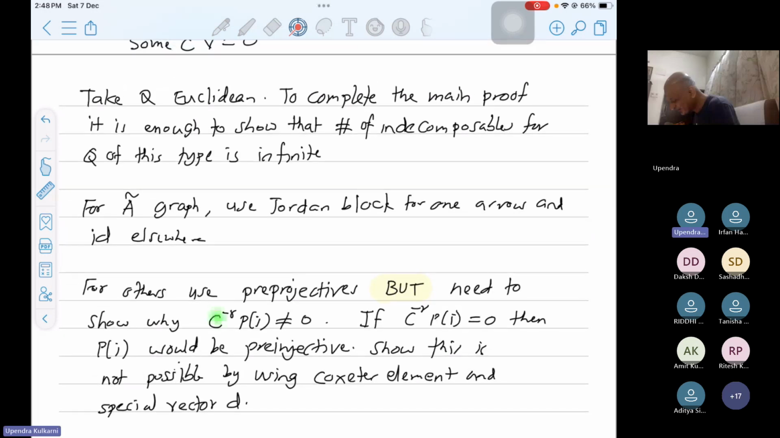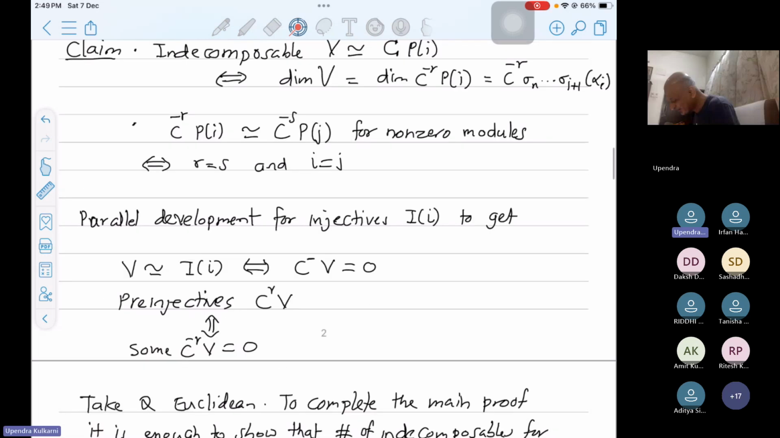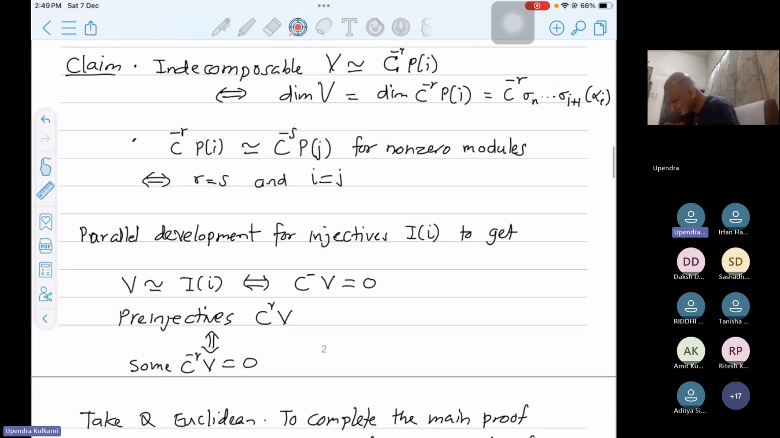Well, the thing is that if this is 0, then notice what is happening. Just look at this pi. Some negative power of the Coxeter functor applied to this is dying. But that precisely tells me that some negative power of the Coxeter functor dies on an indecomposable representation. That means that it is pre-injective.